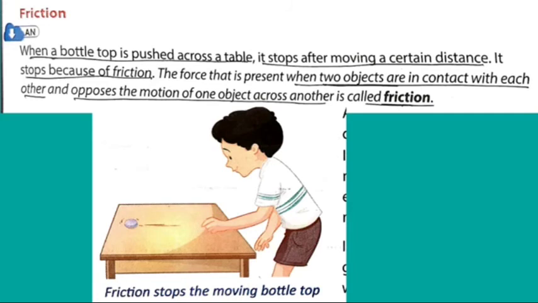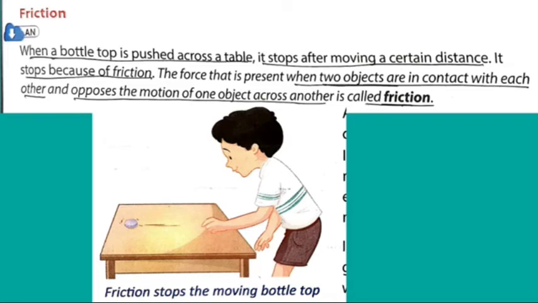When a bottle top is pushed across a table, it stops after moving a certain distance. It stops because of friction. Students, look at this picture. Friction stops the moving bottle top. We have to perform an activity. You have to take a cap of a bottle and push it on the table. Then the cap stops after some distance. Why does this happen? This happens because of friction.